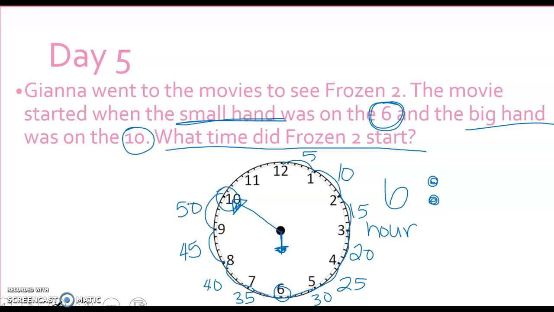So if you want to just count by 5s real fast, you can go 5, 10, 15, 20, 25, 30, 35, 40, 45, 50. Or you've looked at a clock enough and you're like, oh, okay, 6 is 30, 9 is 45, so 5 more than 45 is 50. So it all takes a lot of practice, but you can always count by 5s. 5, 10, 15, 20, 25, 30, 35, 40, 45, 50. So the time of the movie, Frozen 2, was 6:50.